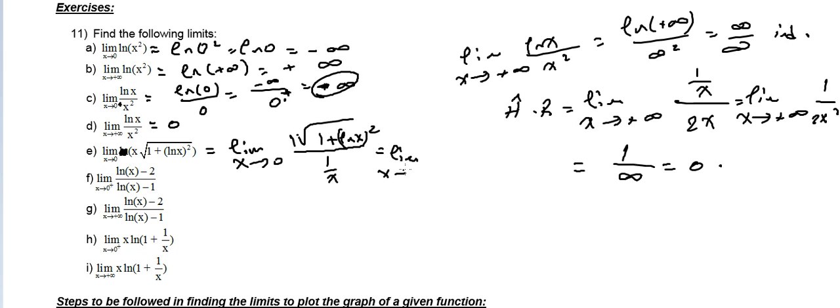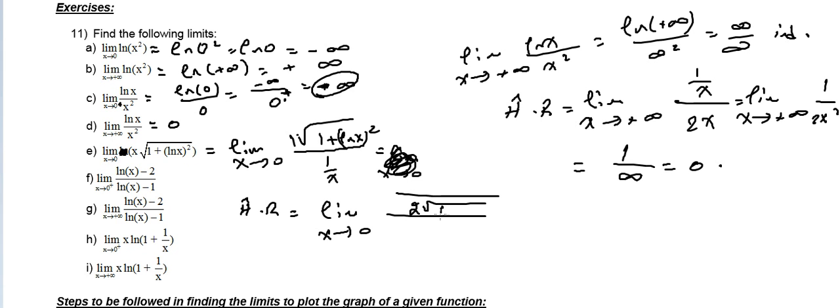It's the limit as x approaches 0. If we substitute 0, it will be infinity over infinity, which is undefined. So let's use L'Hopital's rule over here. L'Hopital's rule says we take the limit as x approaches 0 of the derivative of the numerator. What is the derivative of radical u? It's u prime over 2 radical u. So this is 2 radical of 1 plus ln x all squared.